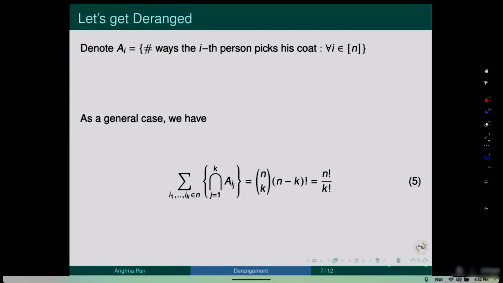So for the general case, if some k many people are picking their own codes, in a similar way, it should be n choose k into n minus k factorial. And again by some calculation, we should have n factorial by k factorial.